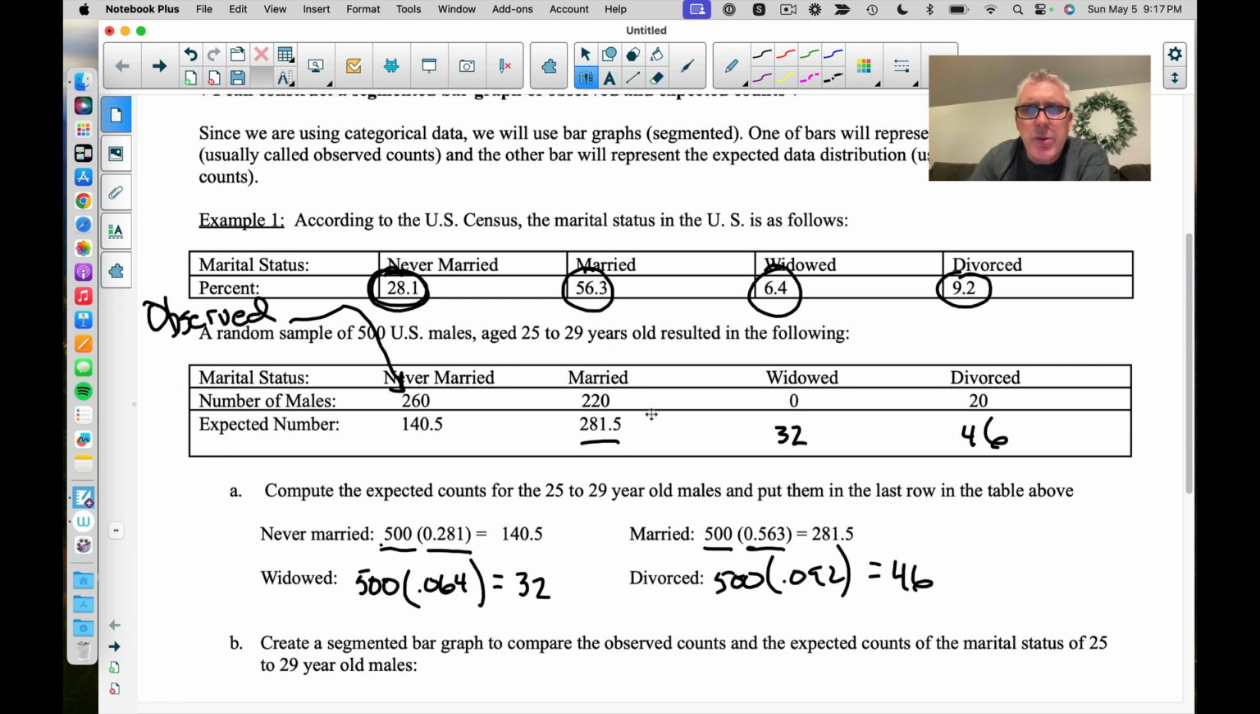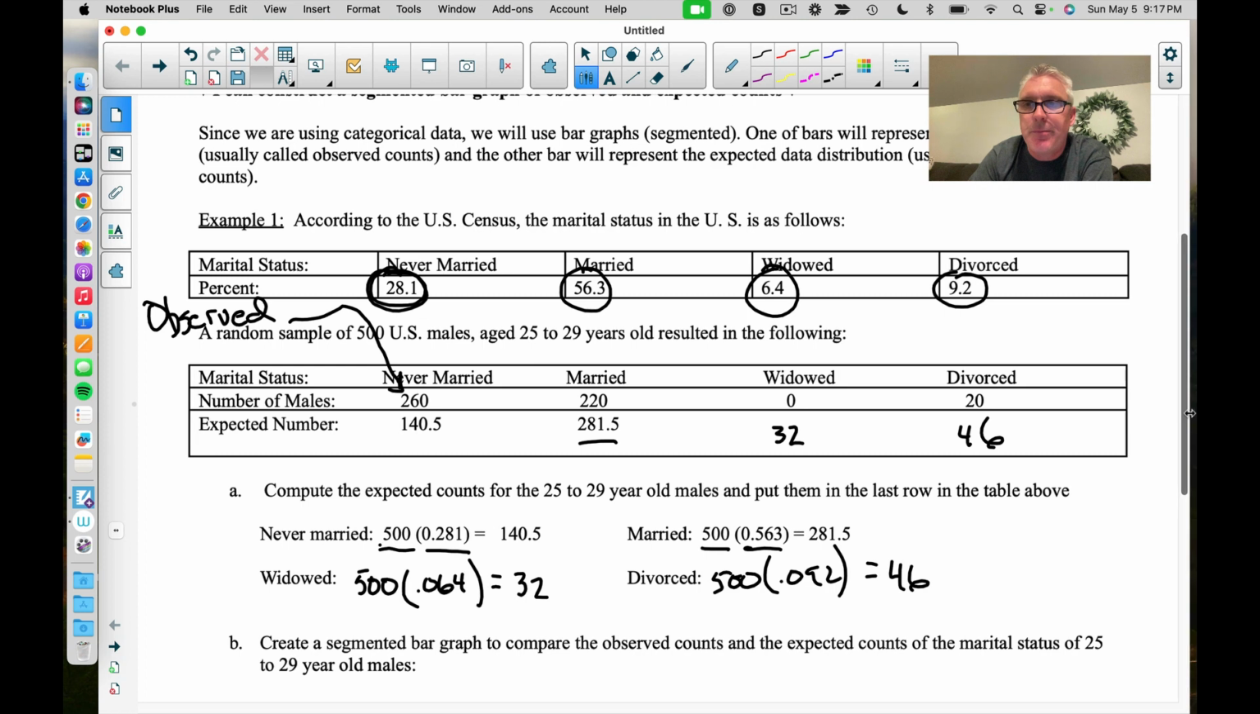So some of these are close, 220, 281. Some of these are way off, 260, 140, 0, 32. If they're close, then we'd be like, yeah, the sample looks a lot like the population. If they're far away, we will say, no, something's funky, something's weird. Okay, and we'll run through a test to do that.